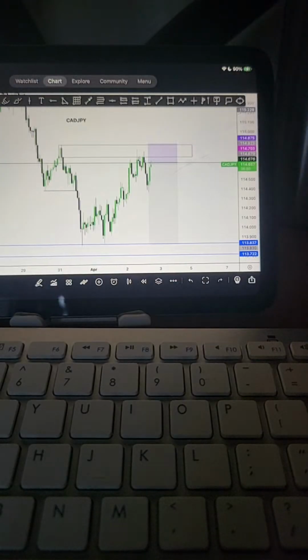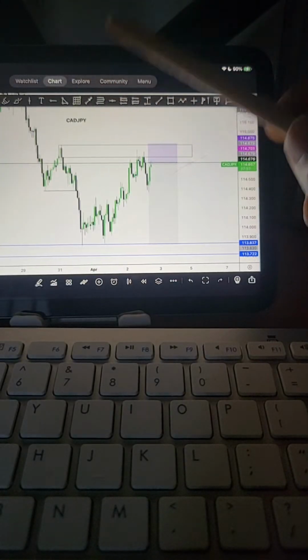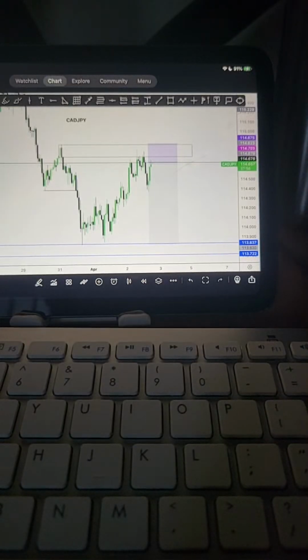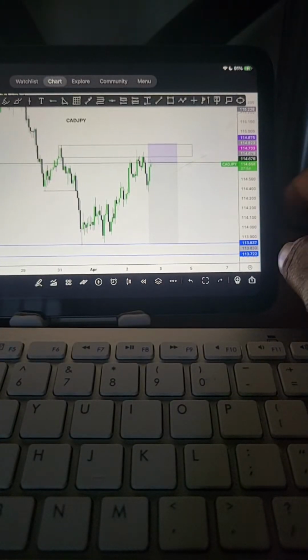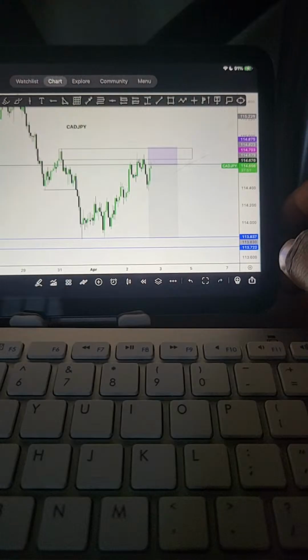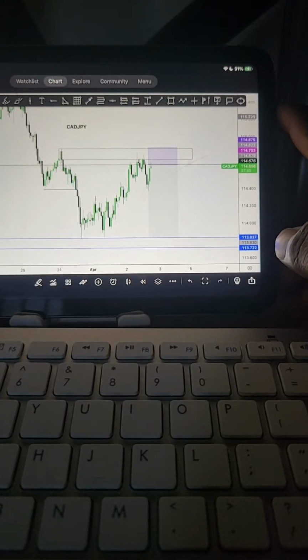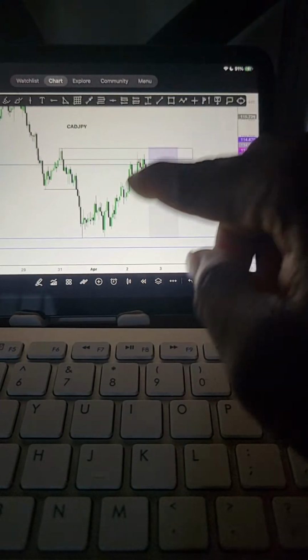So what do we have here? This is CAD/JPY. We have CAD/JPY here, and I think I'm going to post this signal in the group now, so those in my community can get involved in this trade.